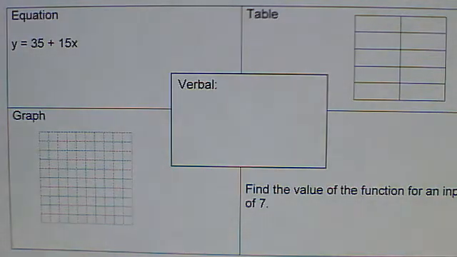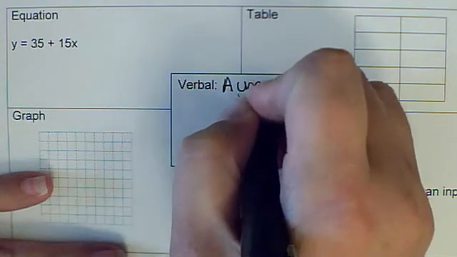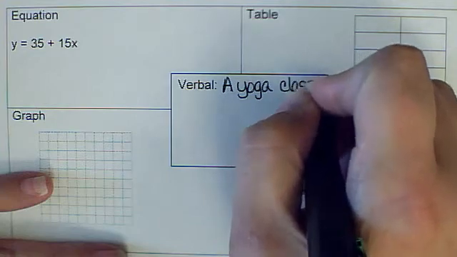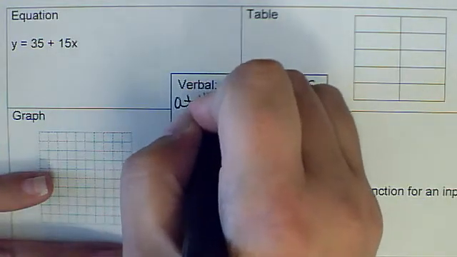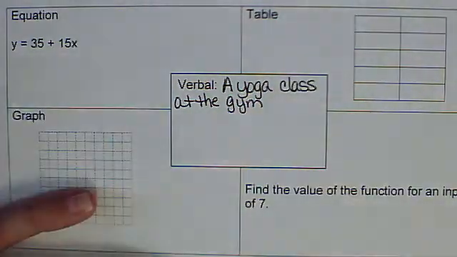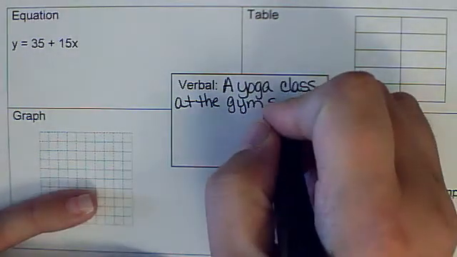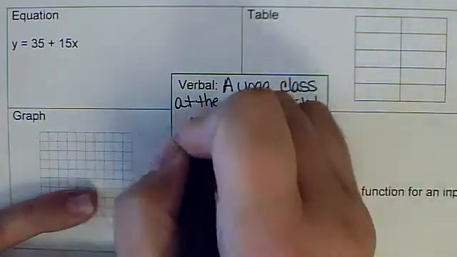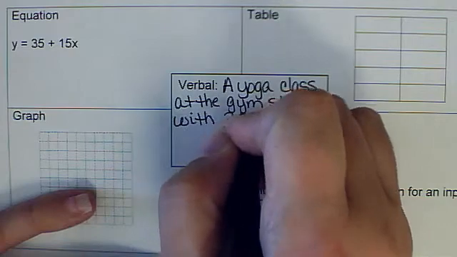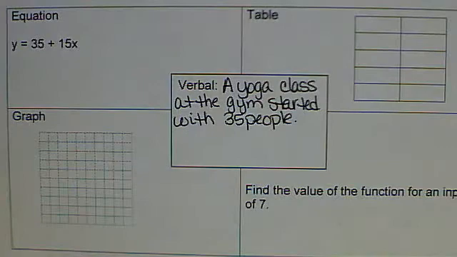Okay, so my story is going to be about a yoga class at the gym. Okay, and so what does that 35 mean? That 35 is a flat rate, or a flat amount. So I'm going to say the yoga class at the gym started with 35 people. Okay, so the yoga class started with 35 people.